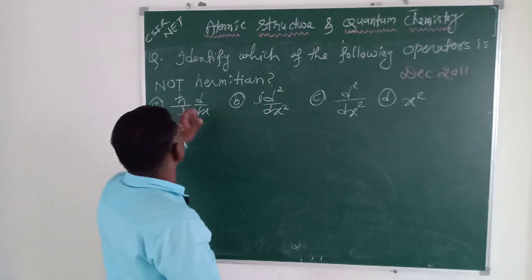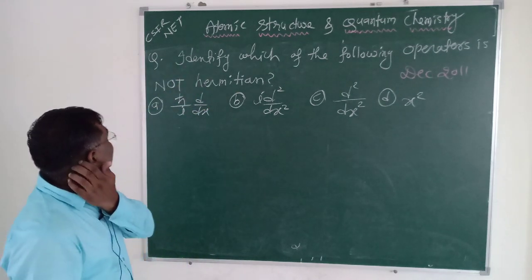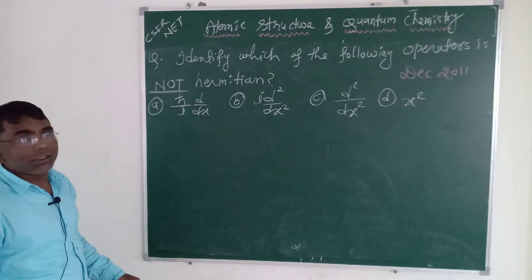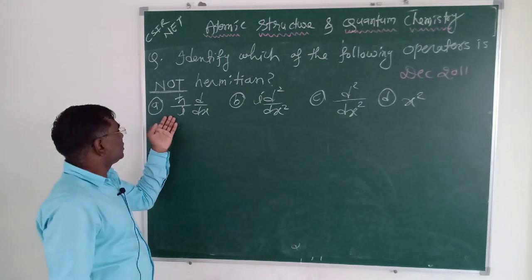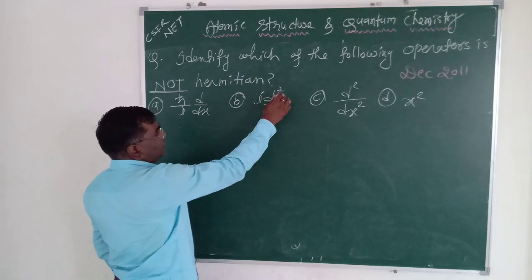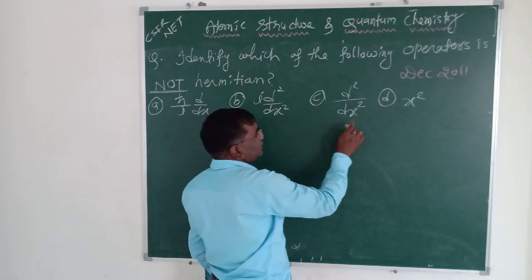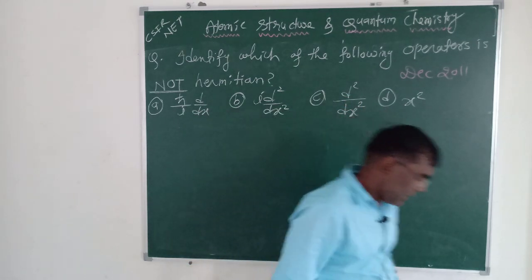Now the next question. The question is: identify which of the following operators is not Hermitian. Option A is h cross upon i d/dx, option B is i d2/dx2, option C is d2/dx2, and option D is x square.